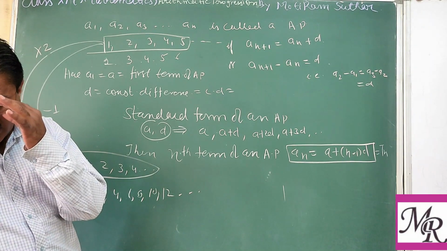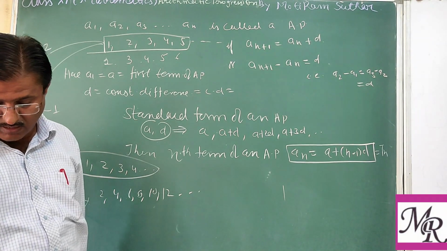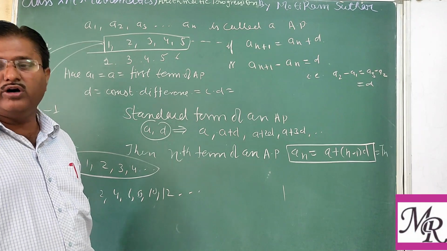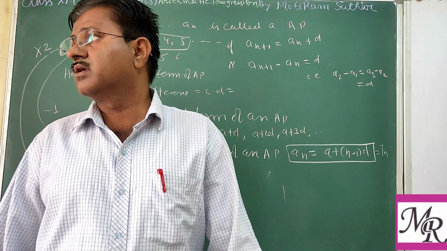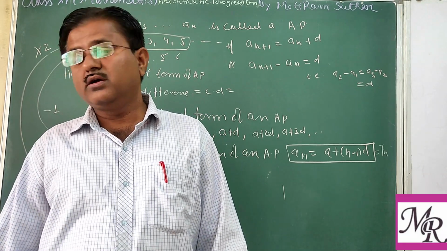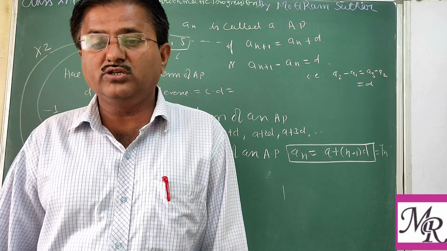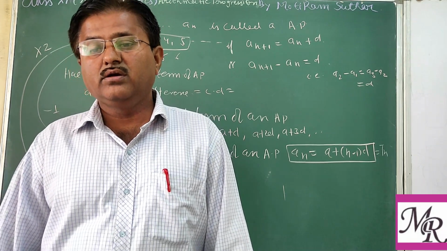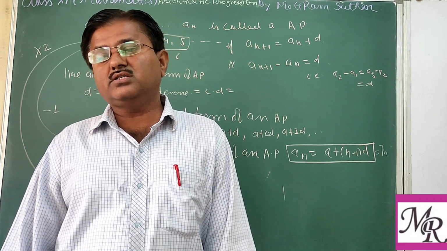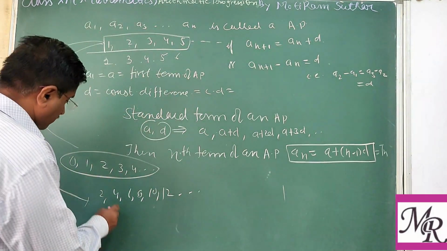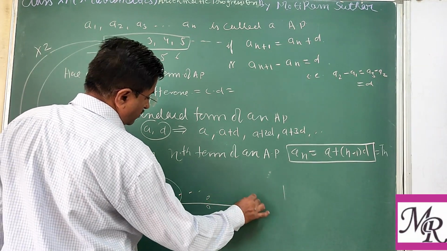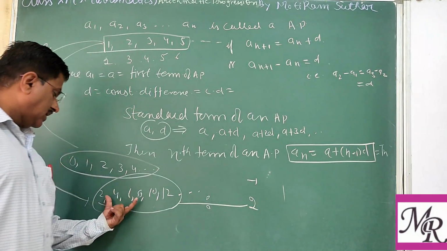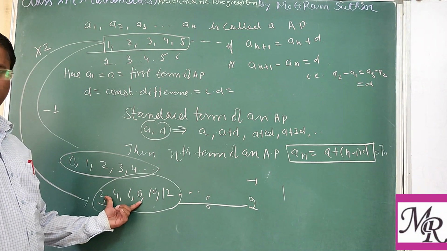Similarly, the last property, fourth: if each term of an AP is divided by some non-zero constant, then the resulting sequence is also an AP. Suppose we divide each term by 2.